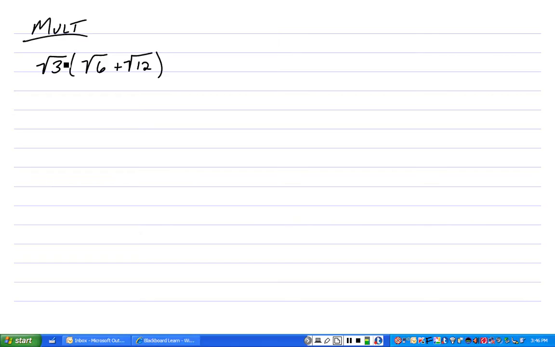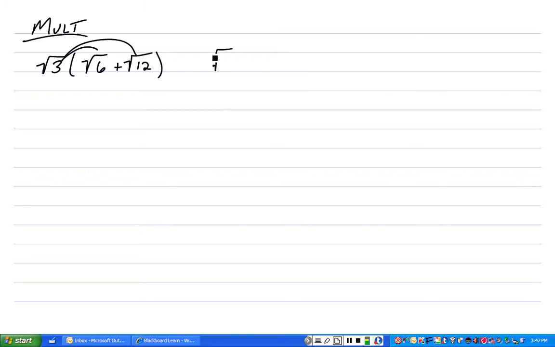Since they can't be combined, the next available operation would be distribution, because you have this radical next to the parentheses. When it comes to multiplication, you can multiply the terms under the radical as long as they are under the same type of radical. So since the 3 is under a square root and the 6 and the 12 are under square roots, they can be multiplied. Same radical allows for multiplication.